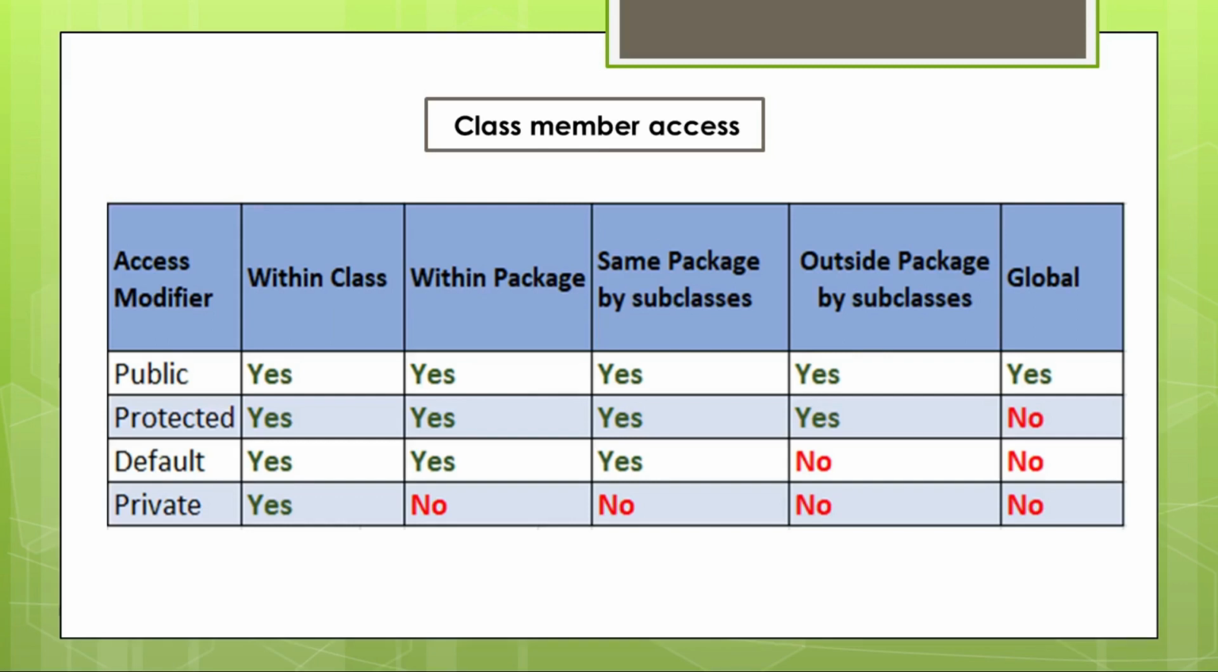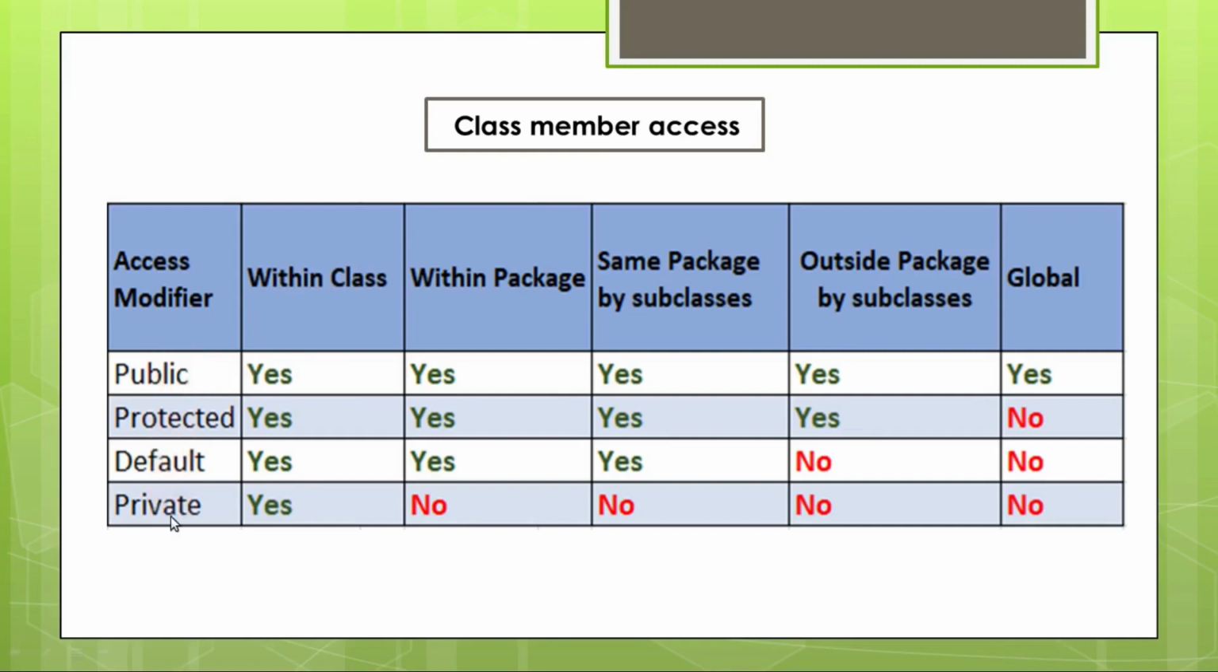Whatever I am going to talk about now with respect to this table is related to class member access. What are the properties of a class? Only two properties, variables and functions. A class has variables and operations, functions. These are the only properties of a class. Anybody who wants to access these two, either variables or functions of a class, so variables and functions have to be protected using these modifiers: public, protected, default, private.